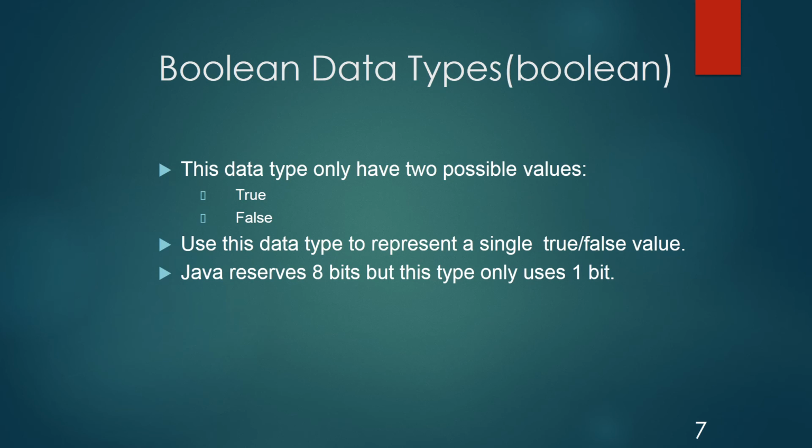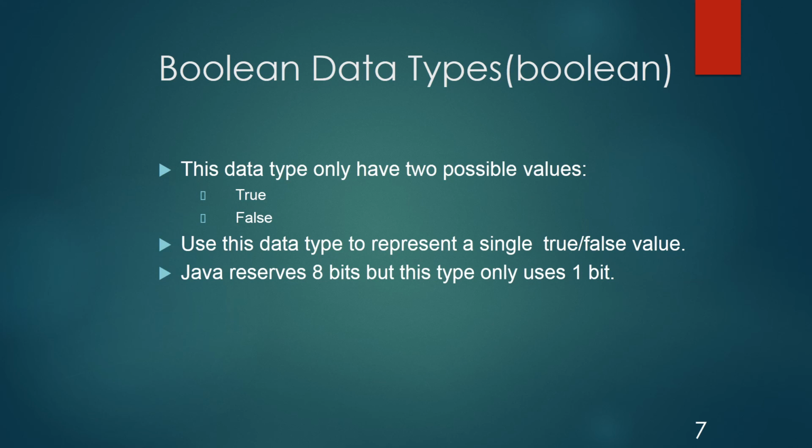Next is the Boolean data type. The values that are used to store true or false, that is 0 or 1, form a Boolean data type, which is represented by boolean beginning with a small b. This data type only has two possible values, true or false. True means 1 and false means 0. Any non-zero value is equivalent to true in a programming language. Use this data type to represent a single true or false value.